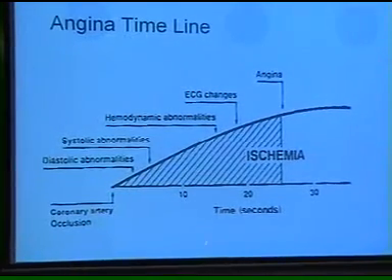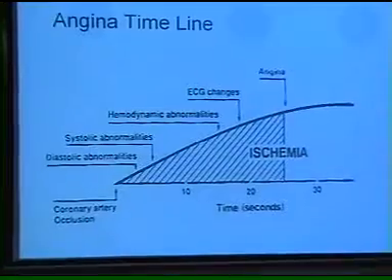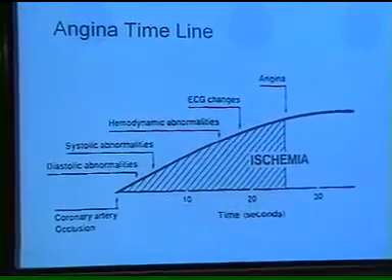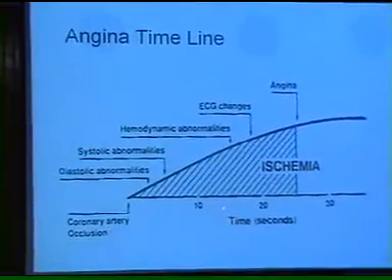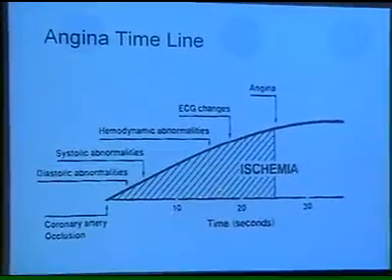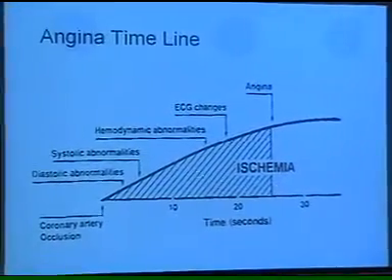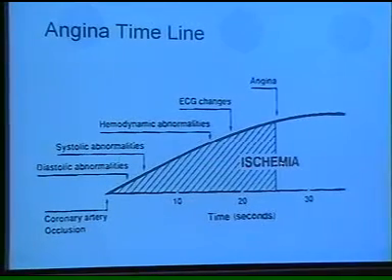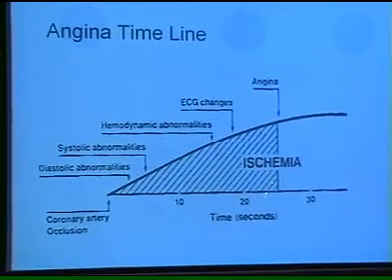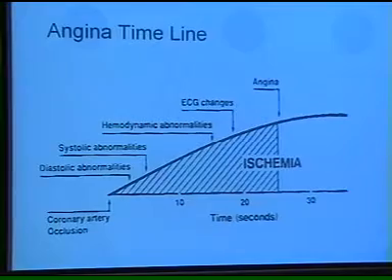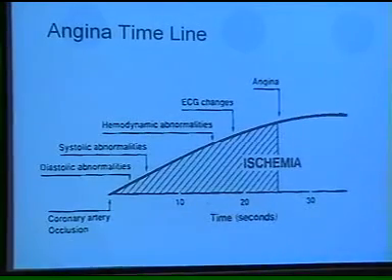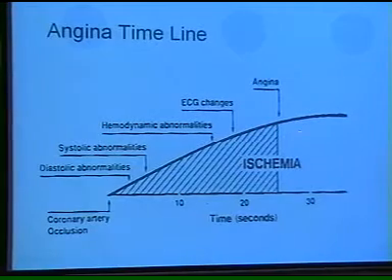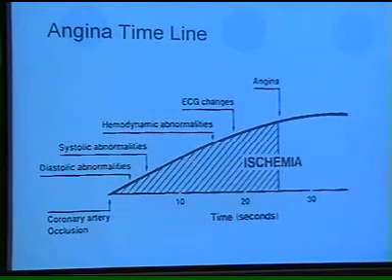At about 2-3 minutes, अगर आप उसी वक्त डॉग की या उस पेशेंट की एको कर रहे हैं, तो first thing will be diastolic dysfunction. The second thing will be systolic dysfunction. The third thing will be hemodynamic abnormality. पेशेंट को टाइकार्डिया हो जाएगा, बीपी कम हो जाएगा, या अगर एलवी अच्छा है तो बीपी राइज कर जाएगा. The fourth thing will be ECG changes. And the last thing will be angina.